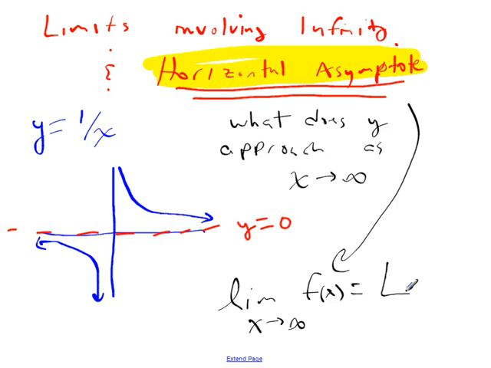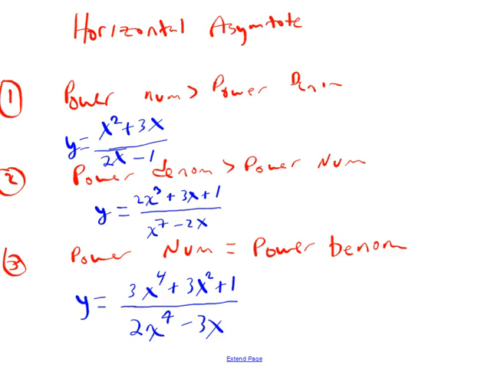Okay, well, before we proceed with some definition issues around limits involving infinity, let me just remind you about the rules that you should know because you know them for horizontal asymptotes. There are three cases for horizontal asymptotes. Case number one, and these are all dealing with rational equations, but the power in the numerator is greater than the power in the denominator. Here's an example. Or the denominator power is greater than the numerator. Here's the example of that. Or the powers are the same.